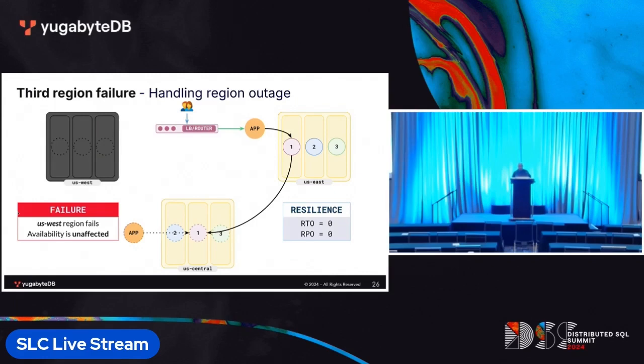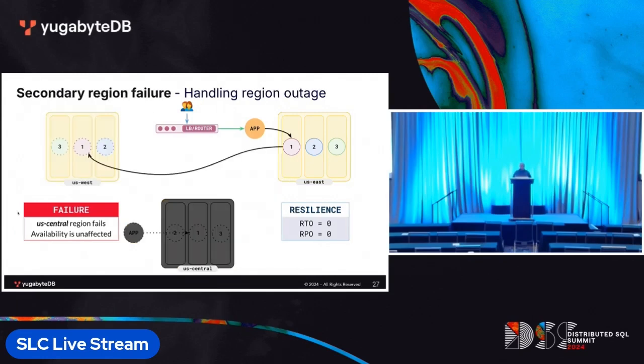And let's consider the scenario where your US West region fails. And there were no leaders there. Availability is not affected by this failure at all. But there is still one follower active for replication to continue correctly. And there is no data loss and there is no recovery needed in this scenario.